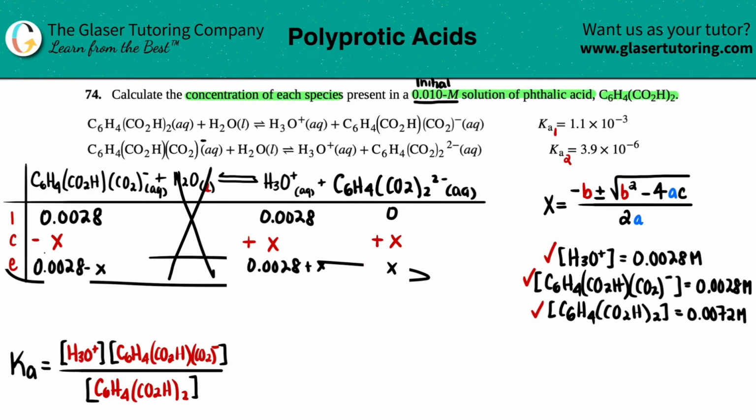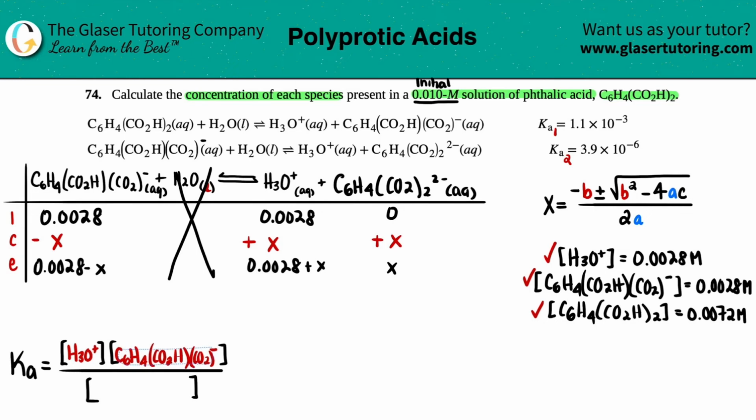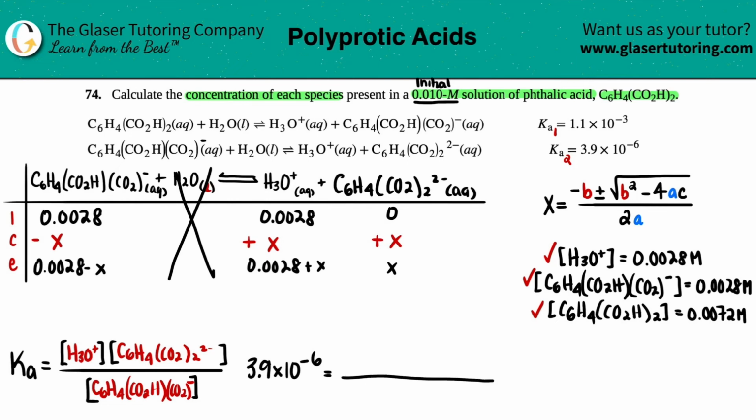Here is my new information to go into the Ka value. So I'm just going to change this up a little bit. This is getting lost. This is now the compound that's down at the bottom. And then I have my new compound right here. So C6H4, CO2, 2, and that's a 2 minus. Now, since we're using K2, Ka2, that's the number we're going to plug in here. 3.9 times 10 to the negative 6 equals something divided by something.